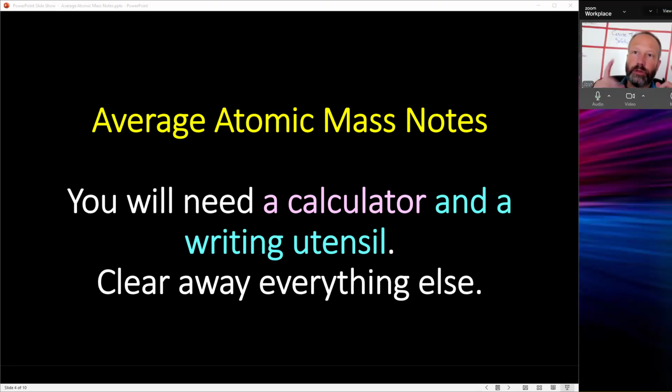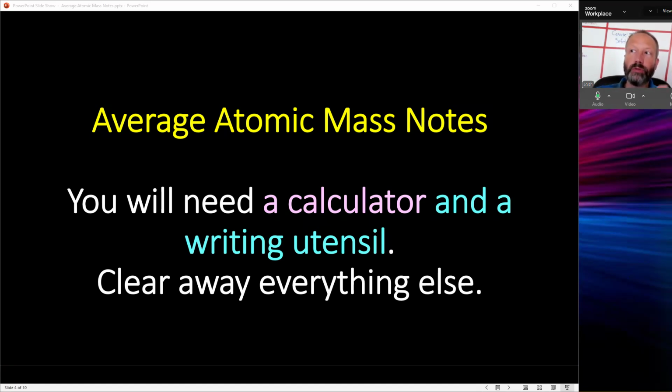Hey, students, we're going to be looking at average atomic masses and how they are calculated, and it's really not all that scary. But you will need a calculator. Be sure you have one. I have mine right here, and you don't want to do these calculations by hand. So be sure you're prepared.